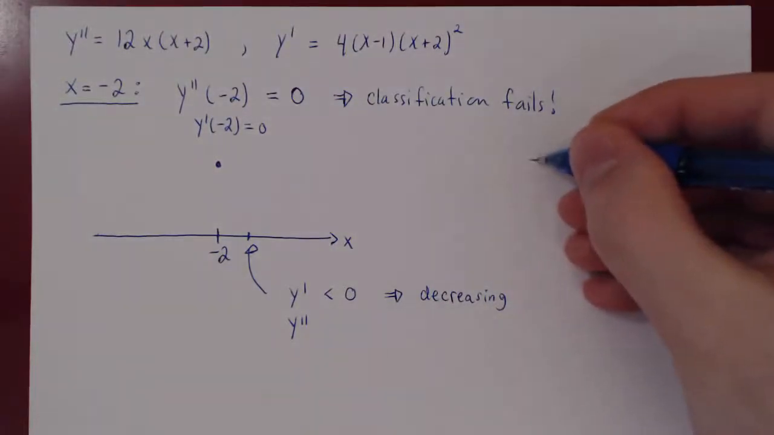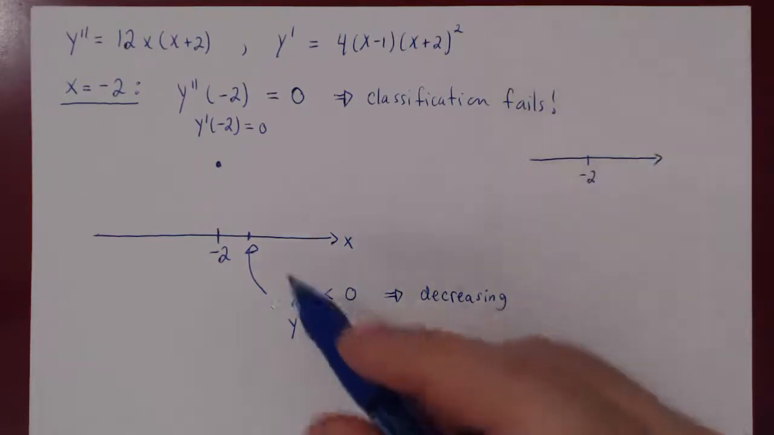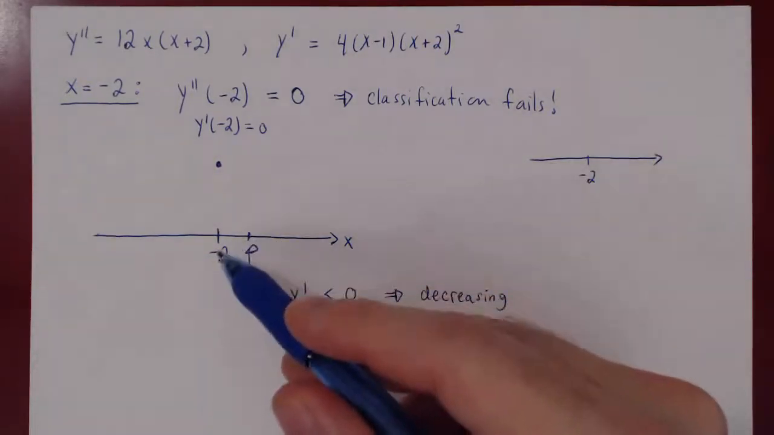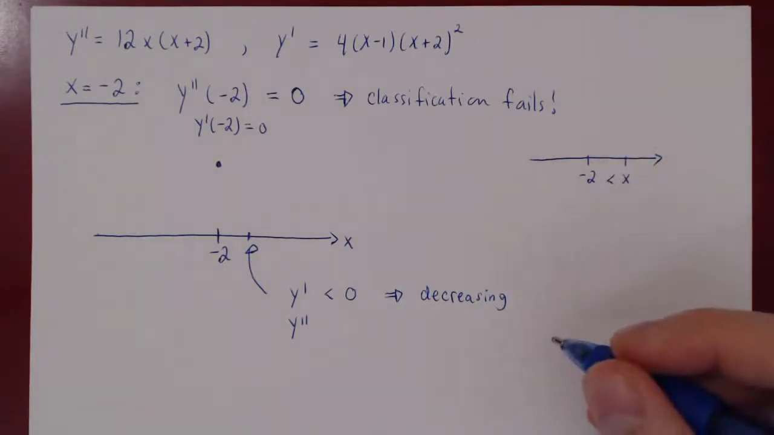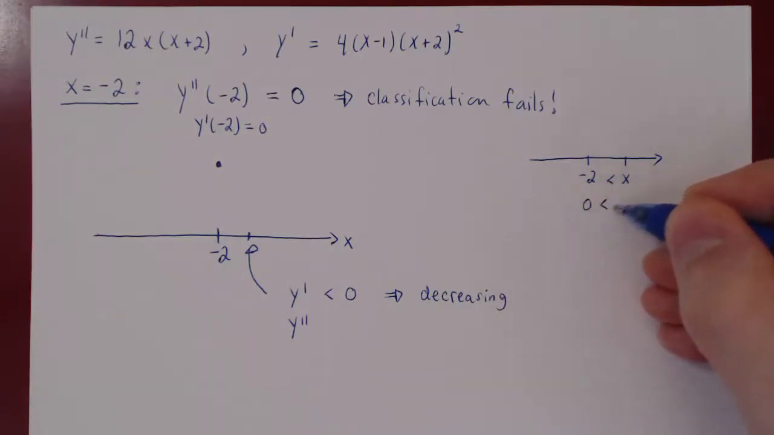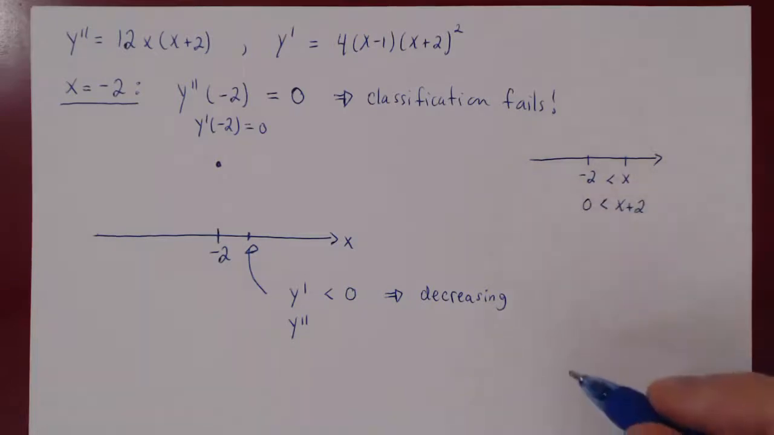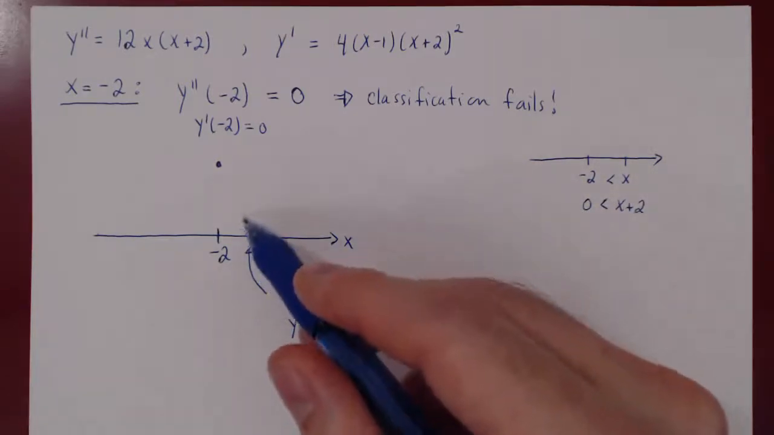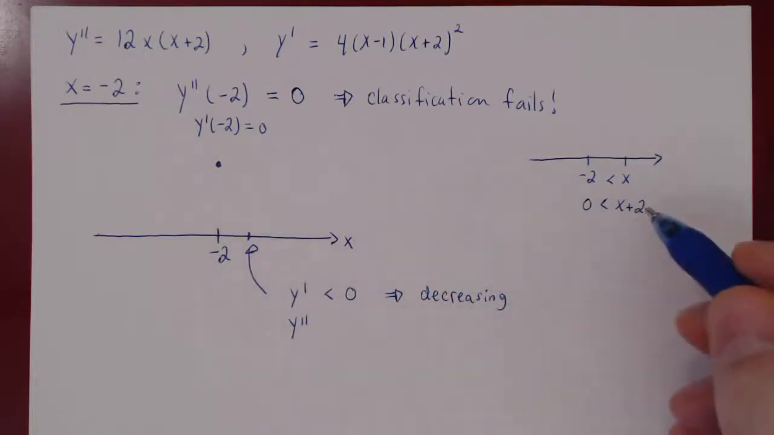You say x is greater than negative 2. We are taking a value of x that is to the right of negative 2, so x is a little bigger than negative 2. Add 2 on both sides, therefore 0 is less than x plus 2. So x plus 2 is positive. So to the right of negative 2, x plus 2 is positive.